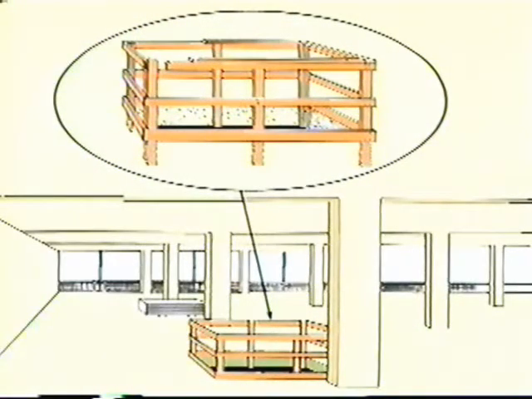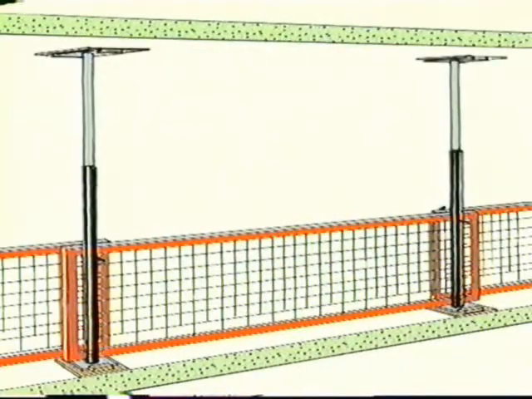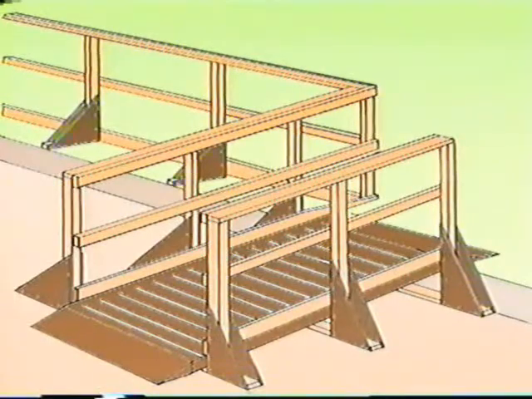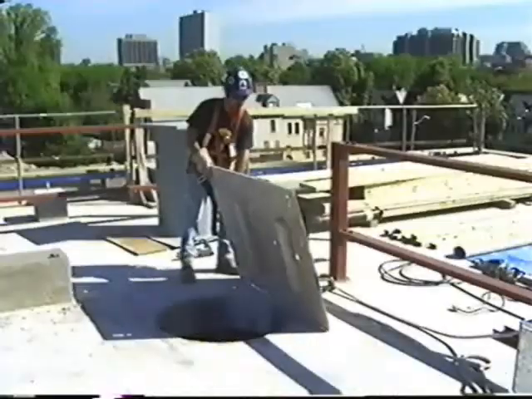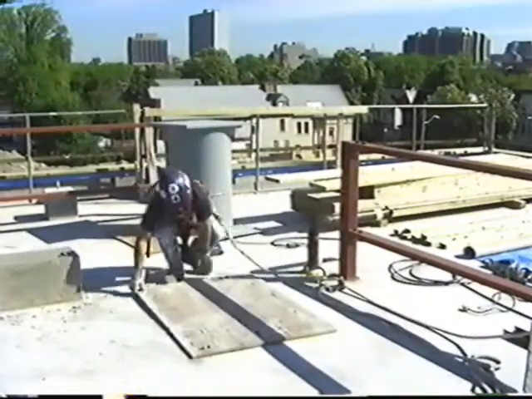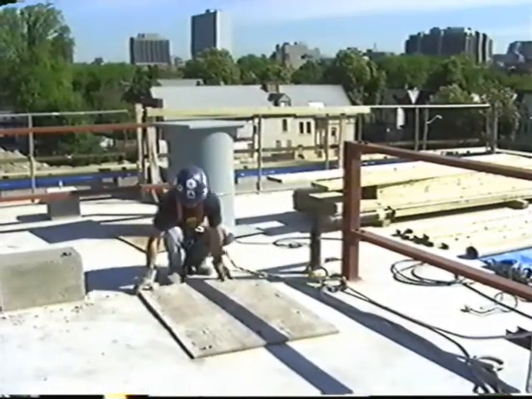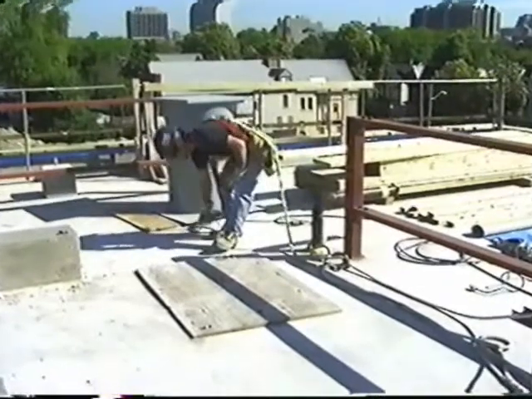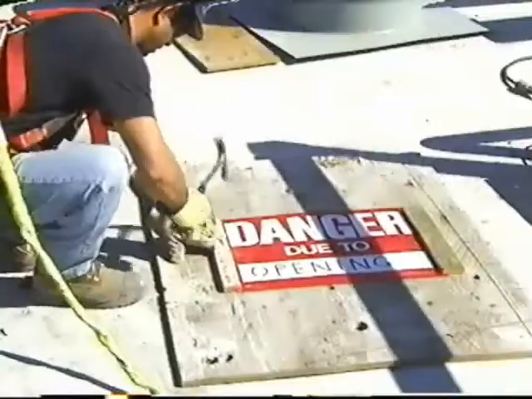Guardrails are the most common type of fall prevention in construction. They come in various types for different applications. A guardrail minimizes or eliminates the possibility of a fall by putting a physical barrier between you and the hazard. Covers over floor openings also put a barrier between you and the hazard. Make sure that covers are securely fastened and clearly identified.